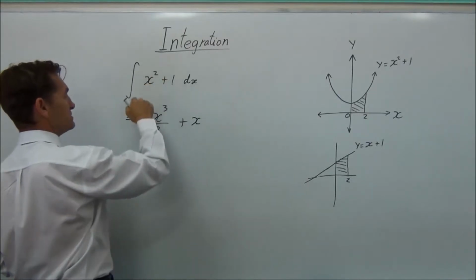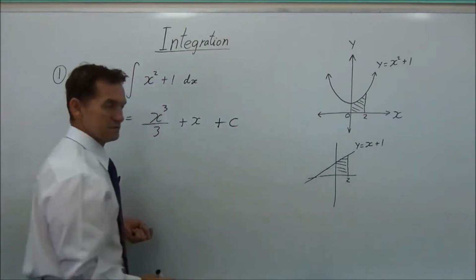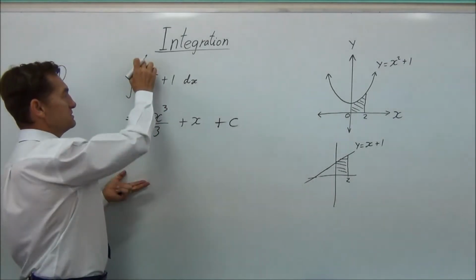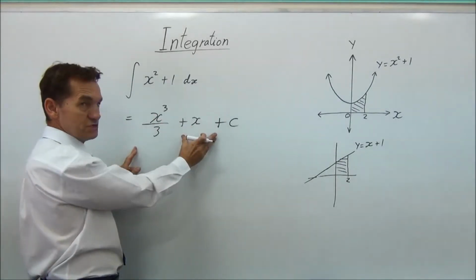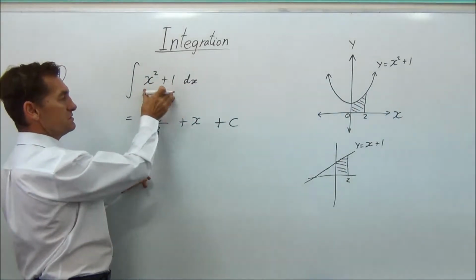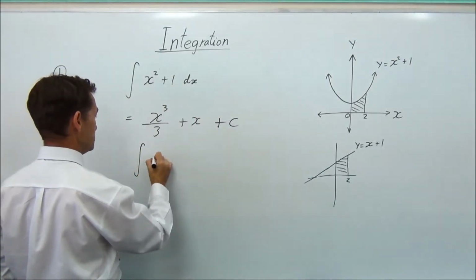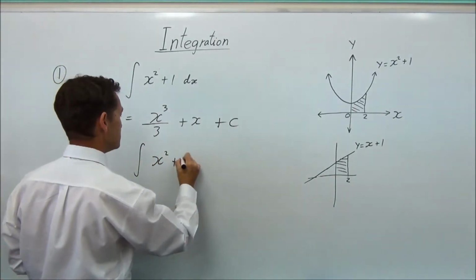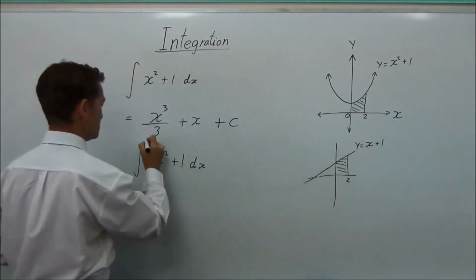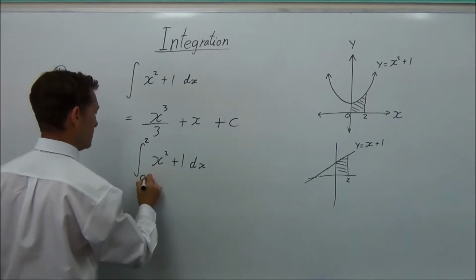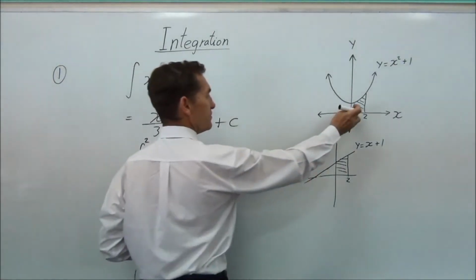Now if there's no numbers there, your answer is going to be plus c. If I put numbers there, I'm trying to find an answer. If there's no numbers there, I'm trying to find an equation. So the answer to this would be that, whereas the answer to, let's do another one, x squared plus 1 dx, and let's do this between 0 and 2. Let's actually find out what this is. This is going to give us an answer, some sort of number that tells us this area.